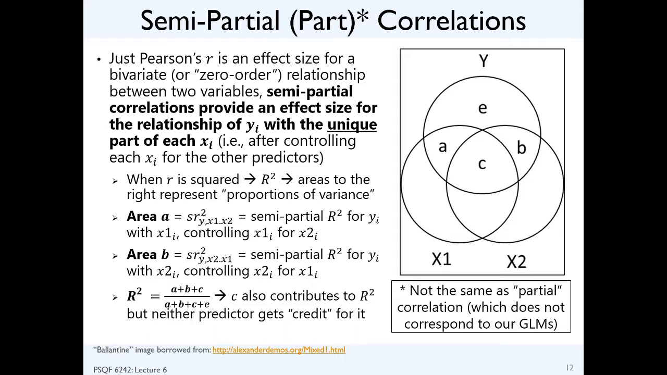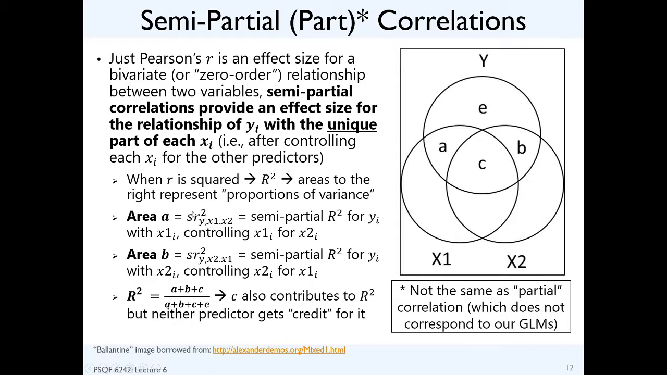There is another word called partial that is not that. That's a whole separate thing. Just pretend that doesn't exist. It's related, but it's not going to be of use to us. So yes, semi-partial is the relationship between y and the unique part of x that is unrelated to the other predictors. That's what semi-partial correlation means.